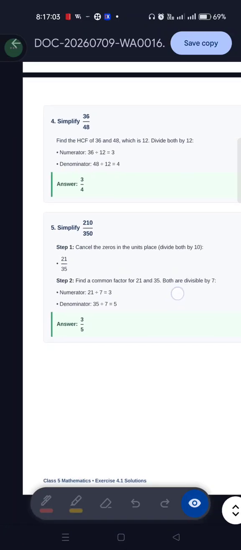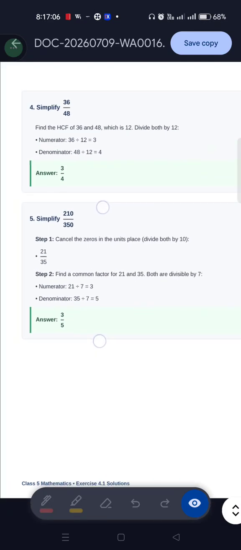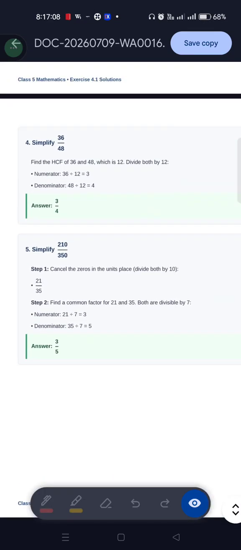You can do some questions from this sheet also. I will share it in the group.